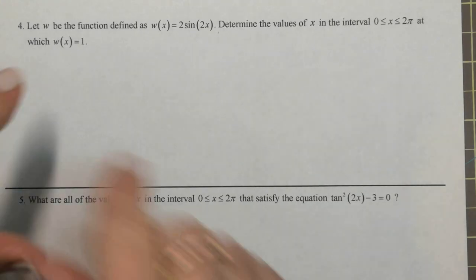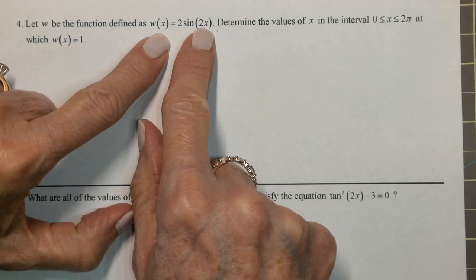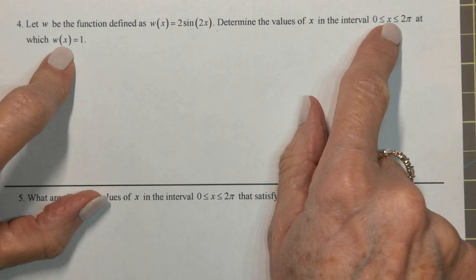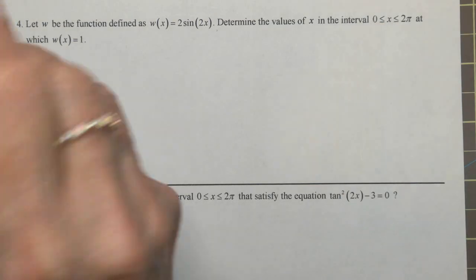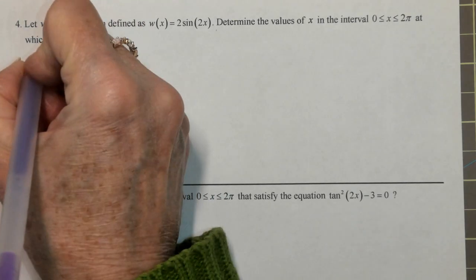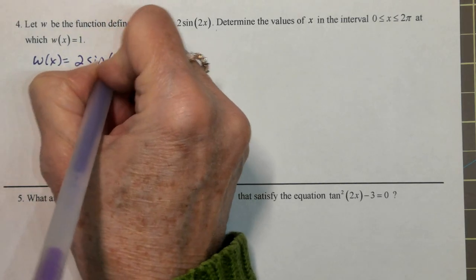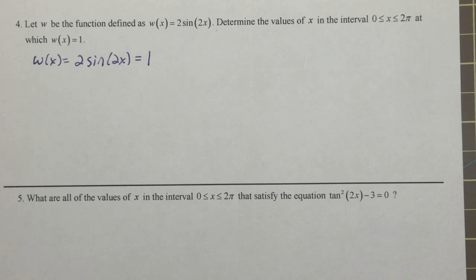Okay. Let w be this function, 2 sine of 2x. We want to know the values of x between 0 and 2 pi at which w is equal to 1. We want w to equal 1. So I have w of x, which is 2 sine of 2x, and it must equal 1. Now, we have some options. With trig functions, we many times have options.